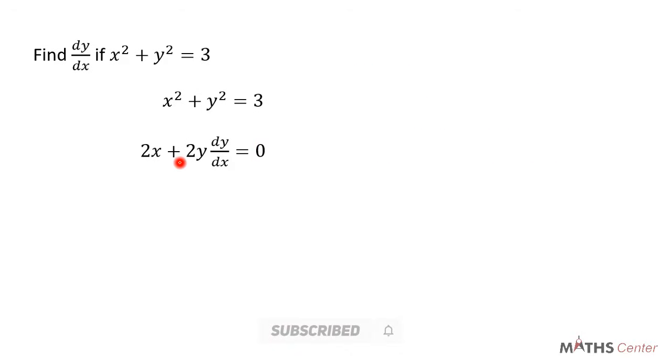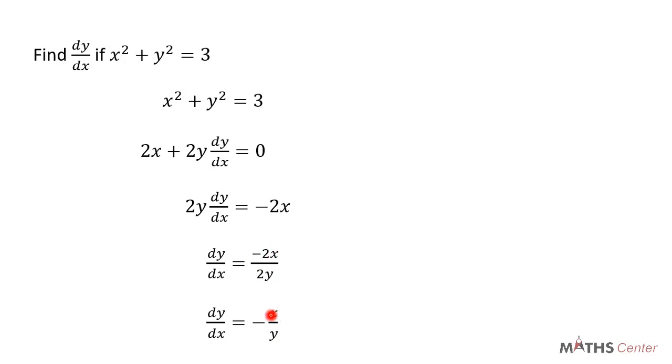We have 2x plus 2y dy dx is equal to 0. We will get dy dx by making it the subject of this equation. So I'll move 2x from the left-hand side to the right-hand side. So the equation becomes 2y dy dx is equal to negative 2x. I'll divide both sides by 2y. So I'll divide the left-hand side by 2y, the right-hand side by 2y. And so dy dx will be equal to negative 2x divided by 2y. And when you simplify this, dy dx is equal to negative x divided by y.